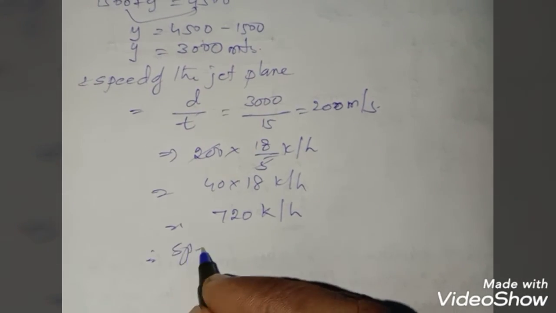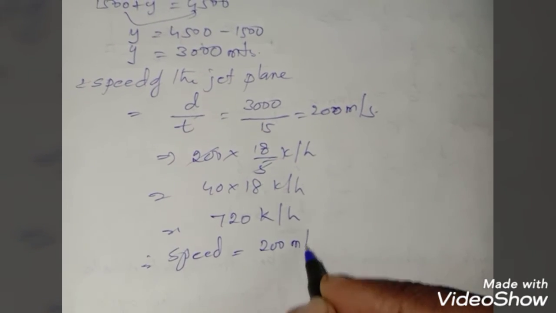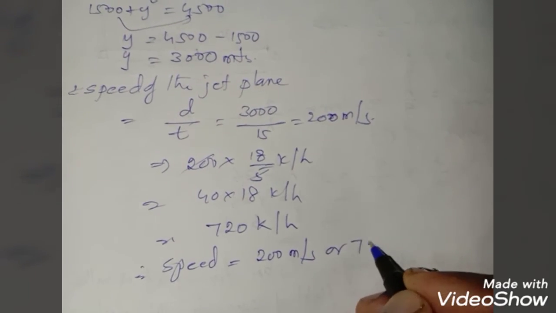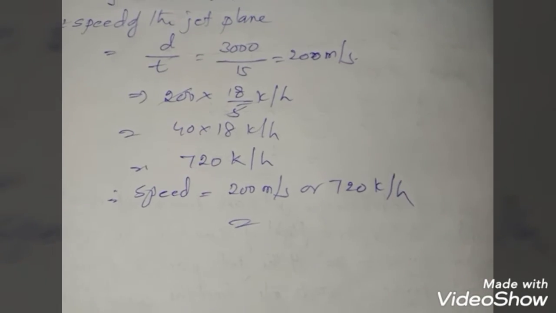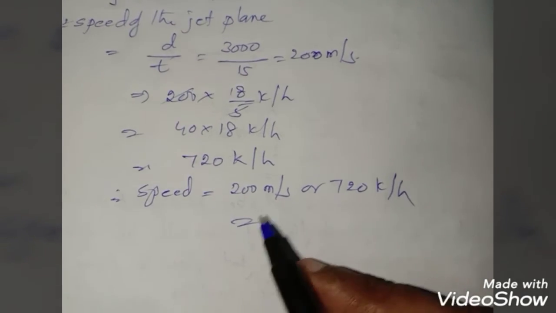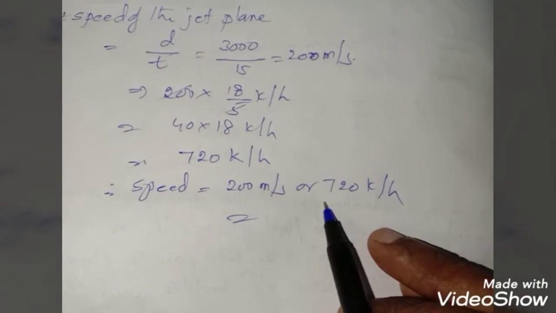So therefore speed is equal to either 200 meter per second or 720 kilometer per hour. Whatever they have asked, if they ask you to convert into meter per second, write 200 meter per second. If they ask you to convert into kilometer per hour, write 720 kilometer per hour.